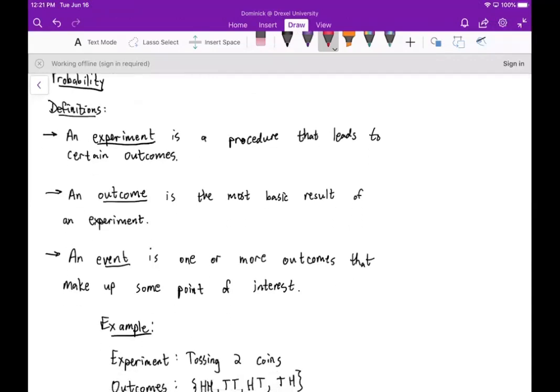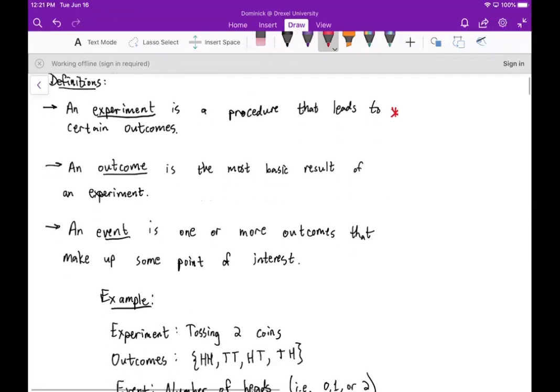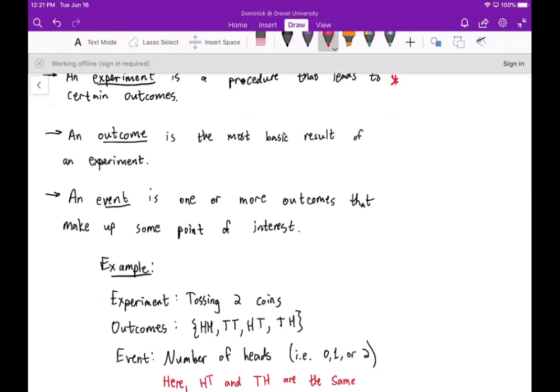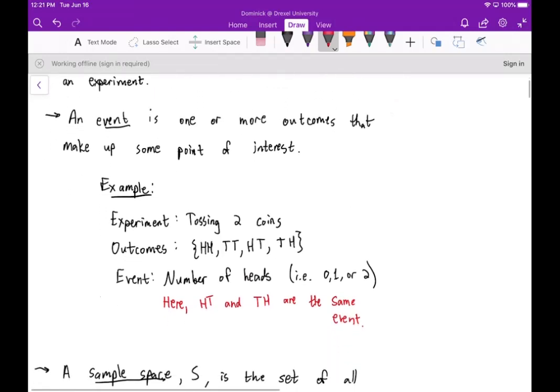certain outcomes. And this is sort of like the most basic thing that we start with. Now, an outcome is the most basic result of an experiment, right? So an outcome can be any individual occurrence of some type of result of an experiment. Now, an event could be made up of one or more outcomes that make up some point of interest, right?